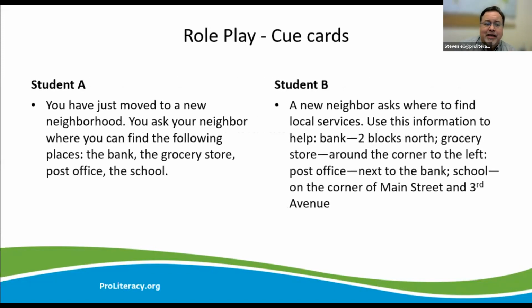So here's an example of that. Student A has just moved to a new neighborhood. They see their neighbor and ask for directions to places around the neighborhood, like the bank or the grocery store. Person B is given the information of where the grocery store is, where the post office is, where the school is, where the bank is. But they don't necessarily have all the information provided to them. They have to create a lot of the conversation themselves. And so they, as a pair, will get to act out this scenario, but only seeing what's on their own card. They don't know what the other person has.